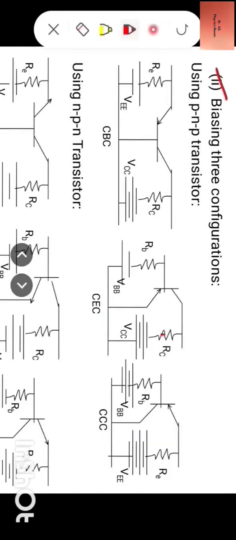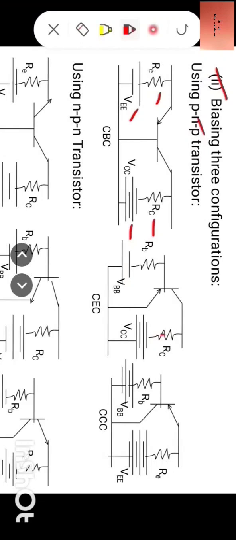Second, seeing the three configurations of the transistor, there are two types of transistors, PNP transistors and NPN transistors. First, we take up PNP transistor. How do we apply bias using PNP transistor? The simple trick is to connect a battery through a resistance to the respective terminals as shown in the diagram.